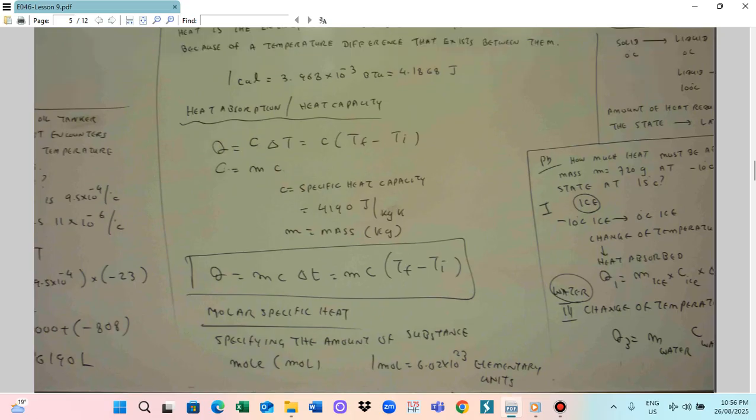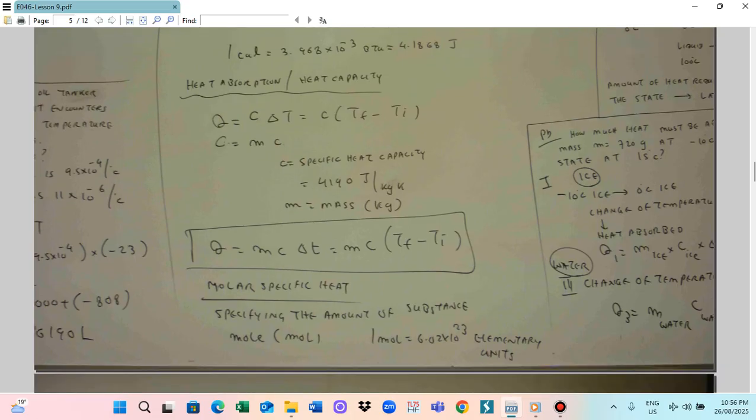So the total heat can be calculated. Q is equal to C times delta T, where capital C is the mass multiplied by the specific heat capacity. Capital C is equal to mass multiplied by small c. Small c is the specific heat capacity, m is the mass, and the change of the temperature is delta T. So Q is equal to m small c delta T, or m small c times final temperature minus original temperature. This is the way we can calculate the heat. When the temperature changes, the heat will flow, and the heat flow can be calculated by that formula.